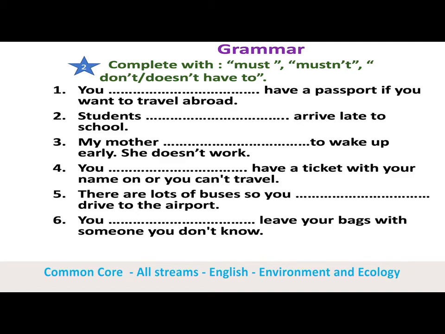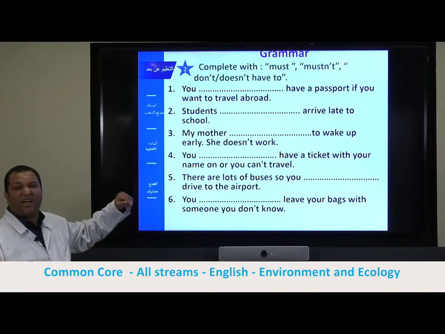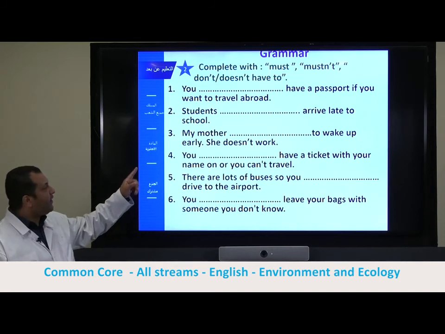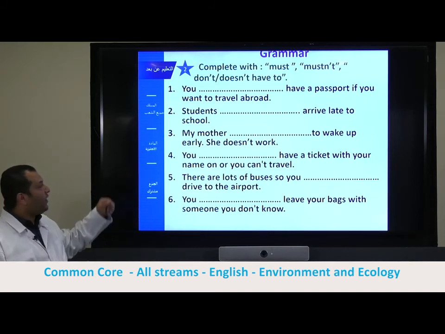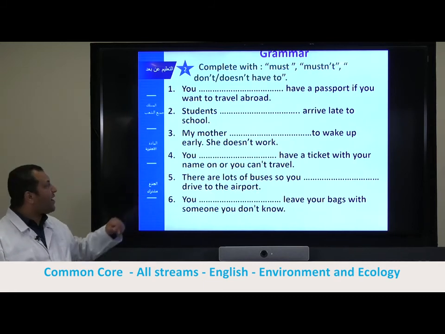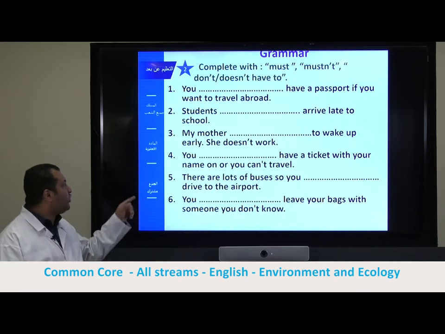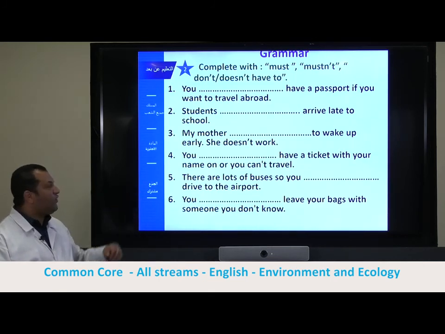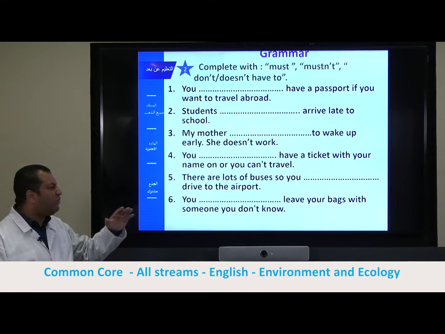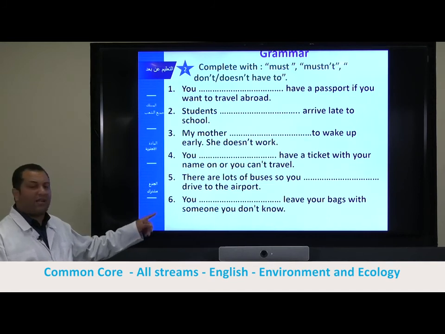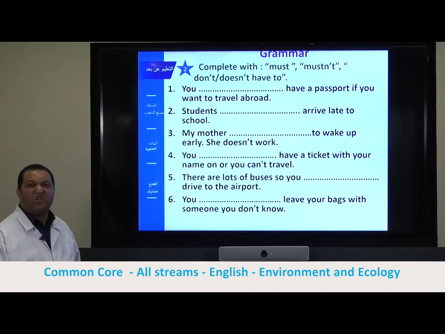Number 1, you then have a passport if you want to travel abroad. 2, students then arrive late to school. 3, my mother tends to wake up early, she doesn't work. 4. You don't have a ticket with your name on or you can't travel. 5. There are lots of buses, so you can drive to the airport. And the last one, number 6. You can leave your bags with someone you don't know. So let's correct after a few minutes.